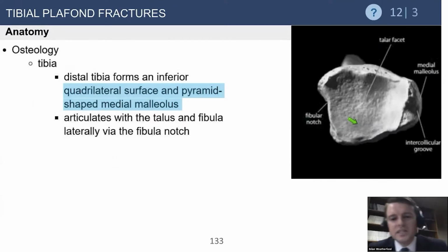So the distal tibia forms an inferior quadrilateral and pyramidal shaped surface with the medial malleolus, as you see here. This articulates with the talus as well as the fibula at the fibular notch, as well as with the talar facet that you see here.